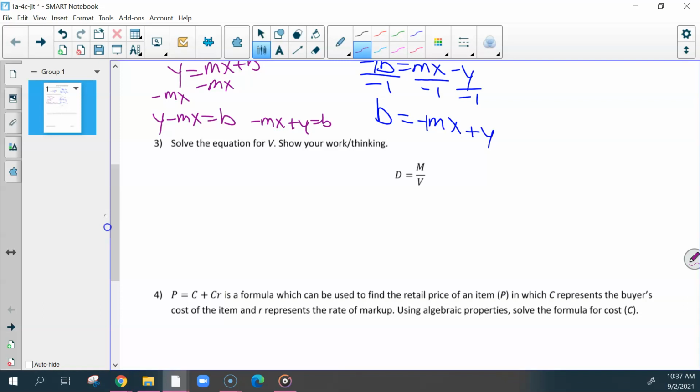We could, however, multiply both sides by v to get v out of that fraction. My goal is still to get v by itself, so I could then get rid of this d. So sometimes you have to do things with the variable you actually need to get it by itself.